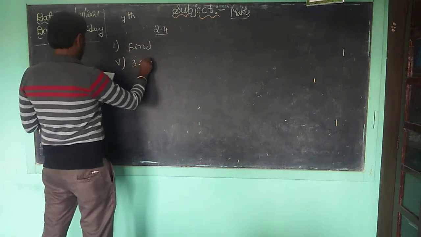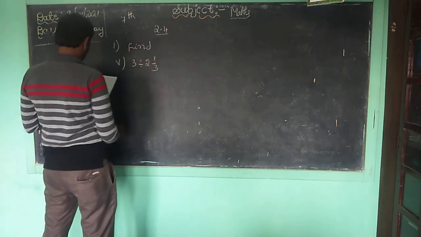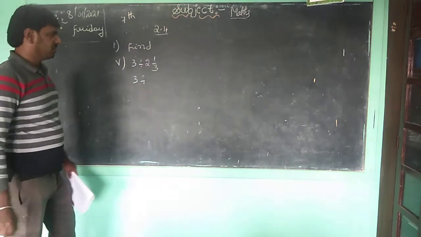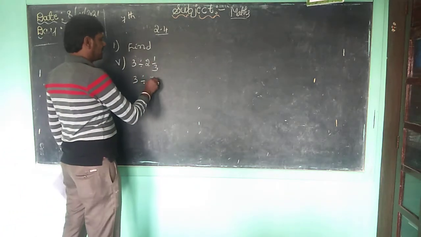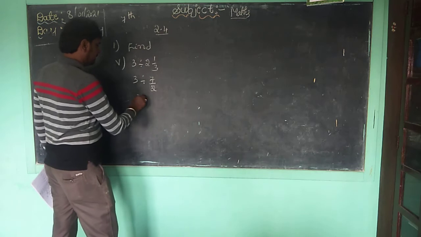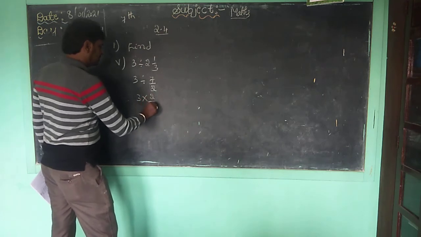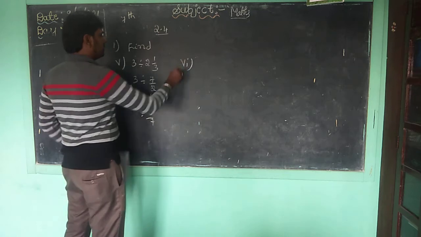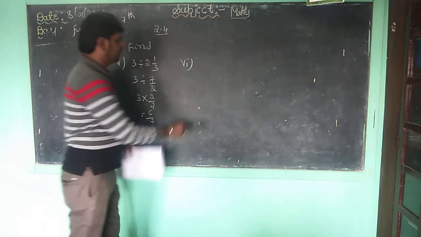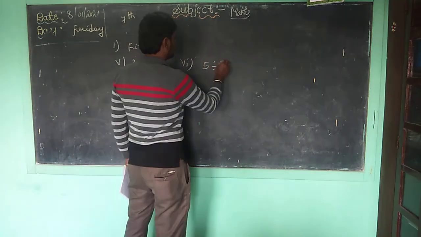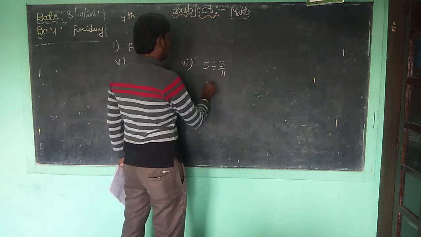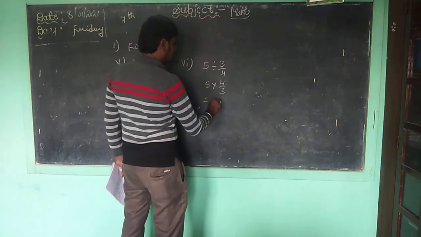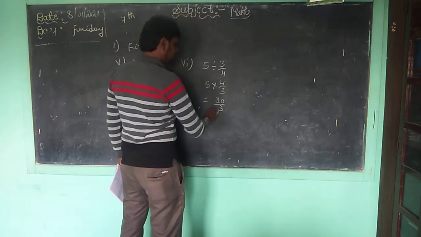3 divided by 2 1 by 3. So here a mixed fraction is there. You want to convert it to a fraction. 2 3s are 6 plus 1 is 7 by 2. Children, 3 you want to take the reciprocal, so 6 by 7. Children, now you want to take the sixth one, 5 divided by 3 by 4. 5 into 4 over 3, you want to take the reciprocal. So 5 4s are 20 by 3.